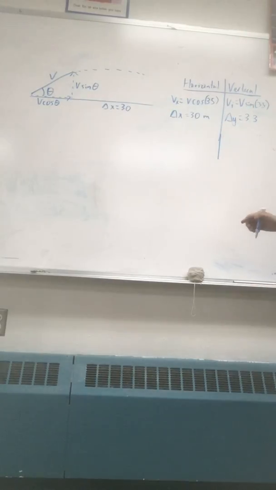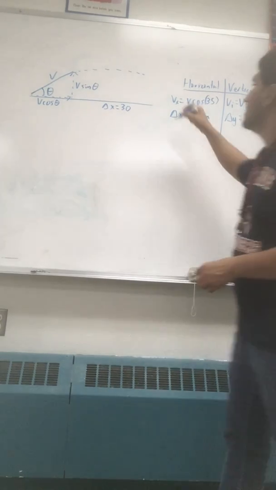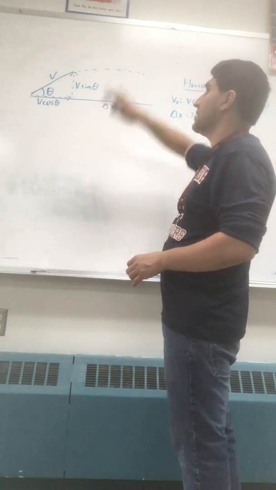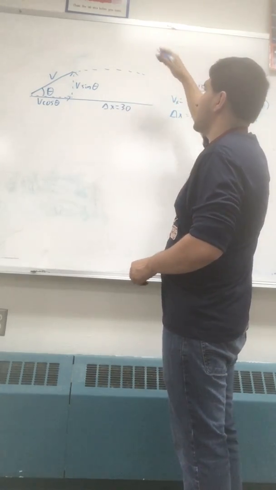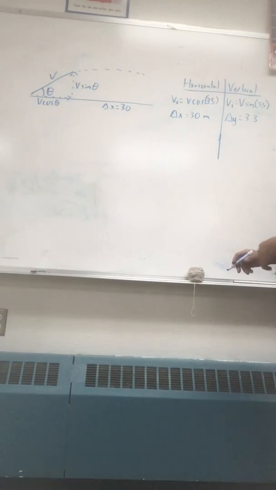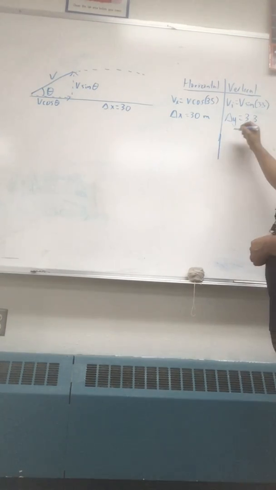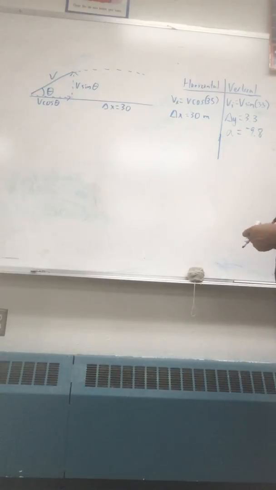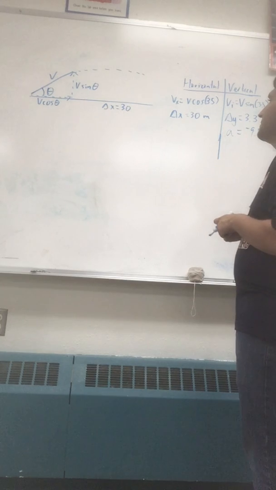I don't know the final velocity. I can't say if VF equals 0 at the top because I don't know where this is in the trajectory. It might be on the way up, it might be at the top, or it might be already coming down. So I don't know anything about VF over here. I know my acceleration is going to be negative 9.8. But that's it.